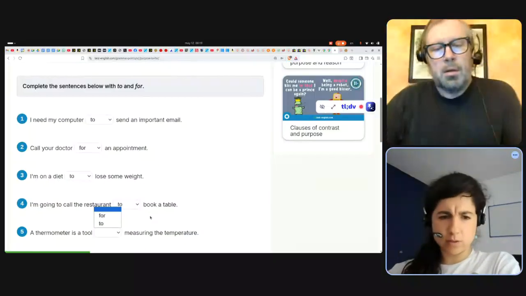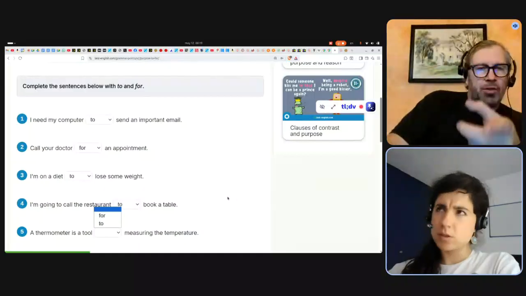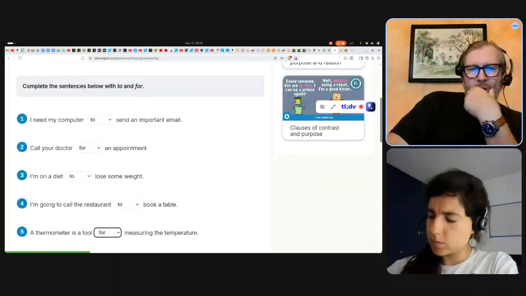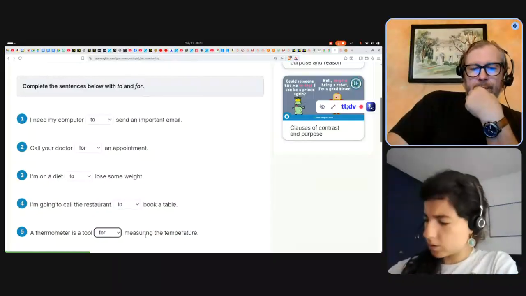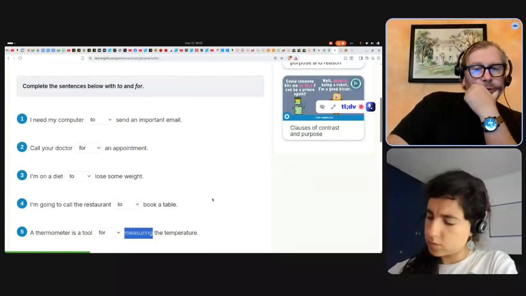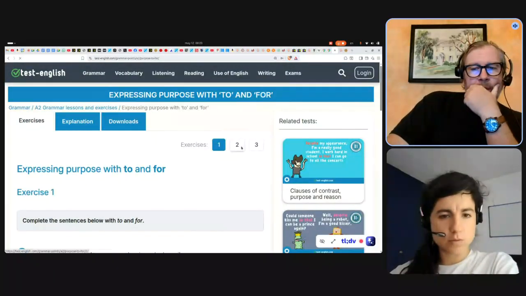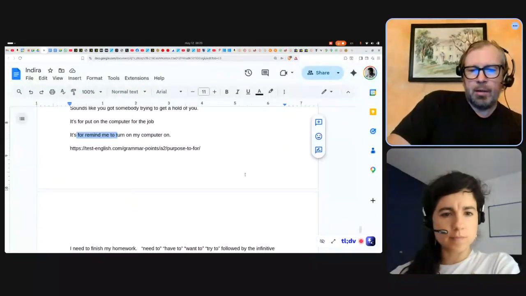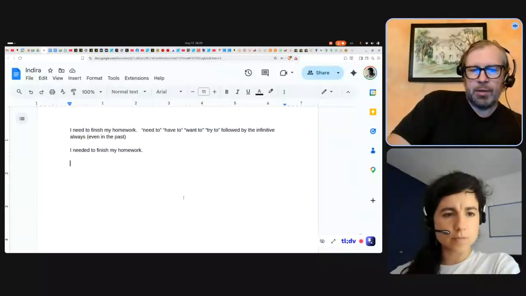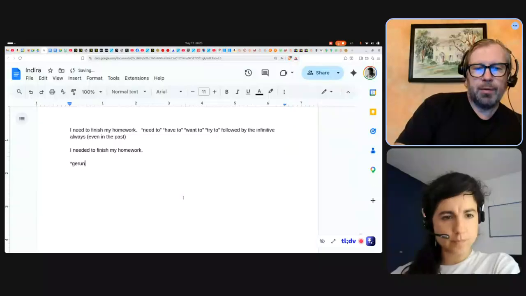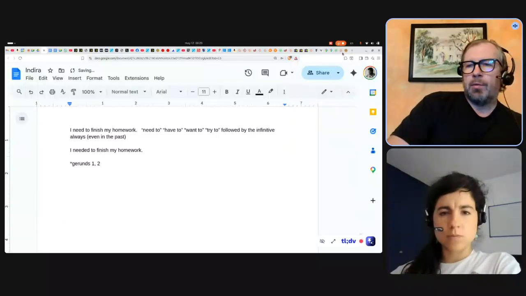To measuring the temperature. Now measuring is the gerund. See the ing? So we use for. Measuring is the activity of measuring. That's a noun, right? Let me just make a note. Now you can finish those for homework. We want to do some gerunds. We'll do gerunds 1 and 2. We need to work on that as well.